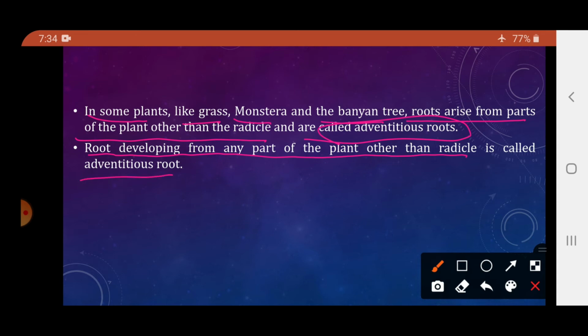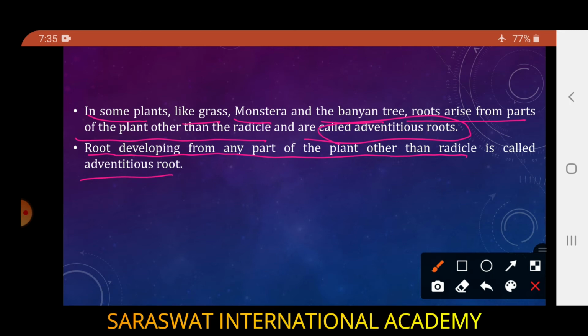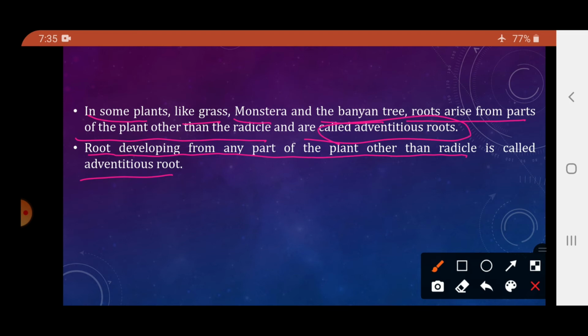So basically we can say that fibrous roots are one type of adventitious roots which arise from the basal portion of the stem. Any root which is developing from any other part than the radicle, if roots form from any portion other than the radicle, then such roots are called adventitious roots. What are adventitious roots? Roots developing from a part other than the radicle. Such roots are called adventitious roots.